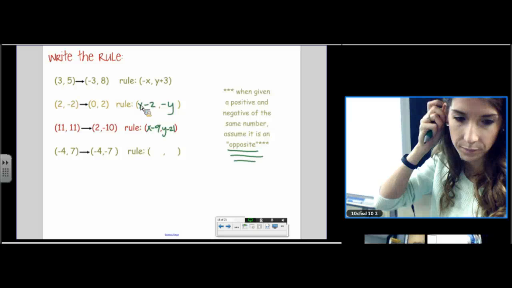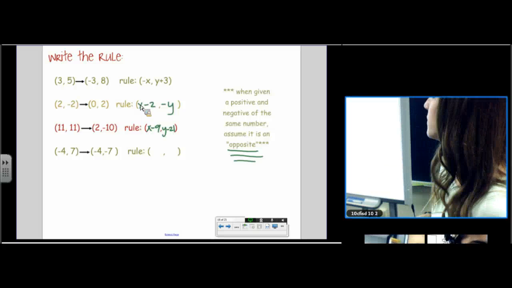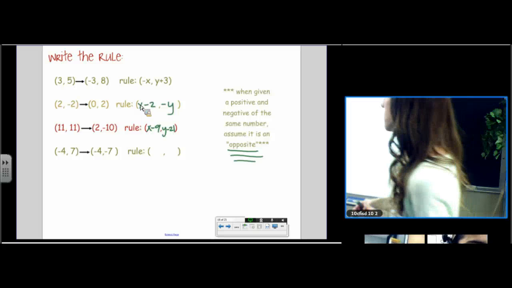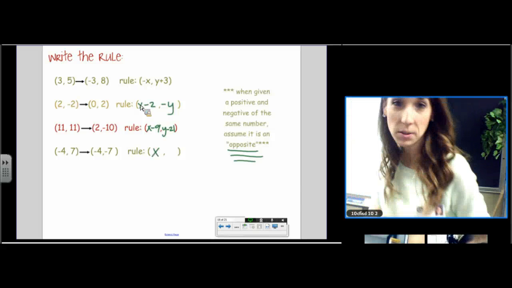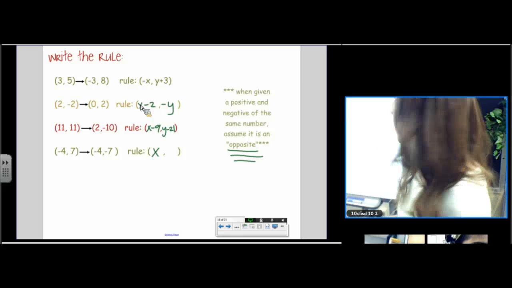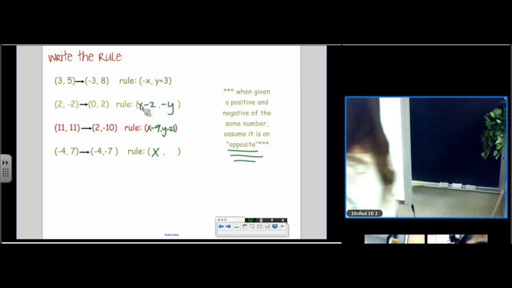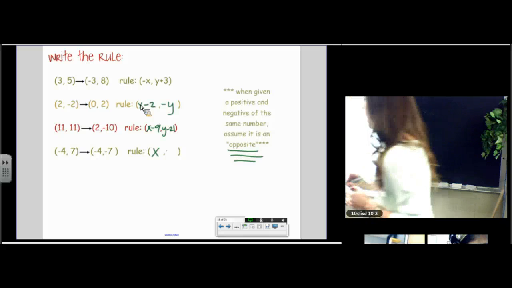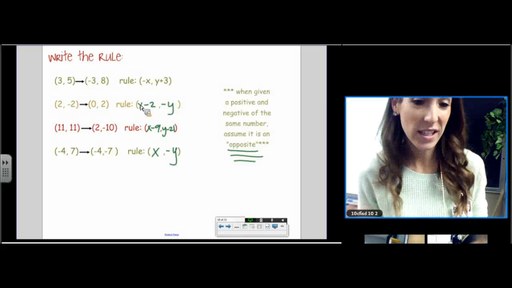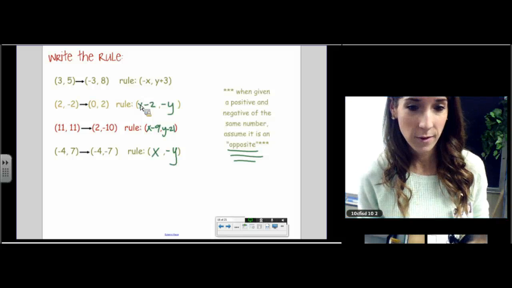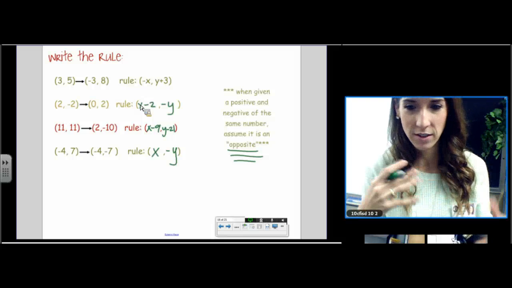That okay? 21. Okay. What would this last one be? 4, negative 4 becomes negative 4. So in that one, you just write x. Nothing happened to x. And then 7 became negative 7. So that would be x, negative y. That would be a reflection over the x-axis. The rest of them would be translations, right? Or a combo translation reflection.